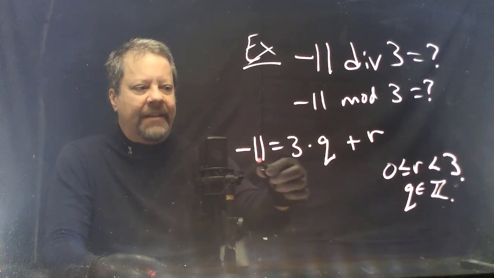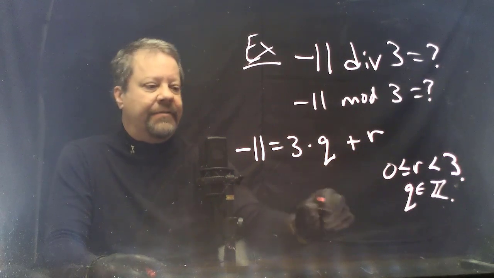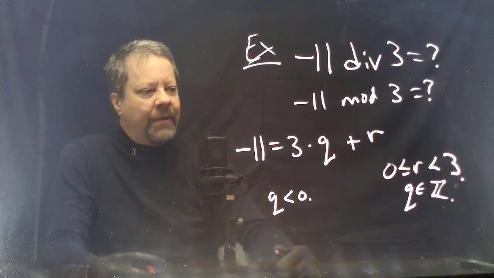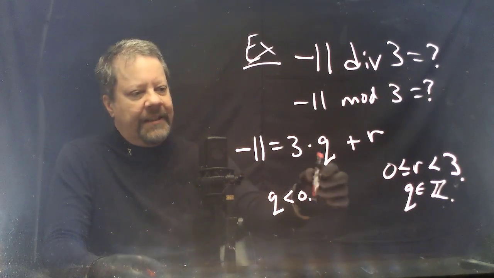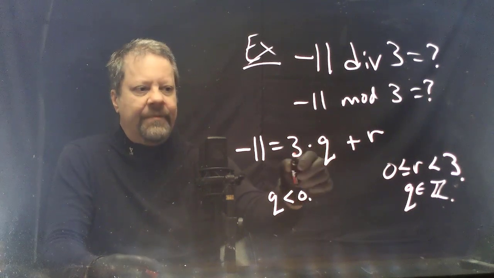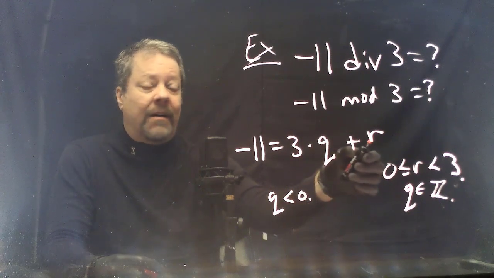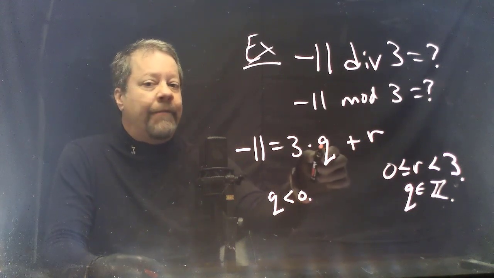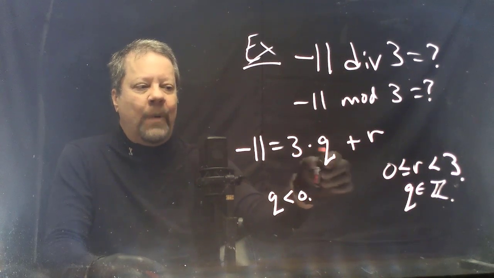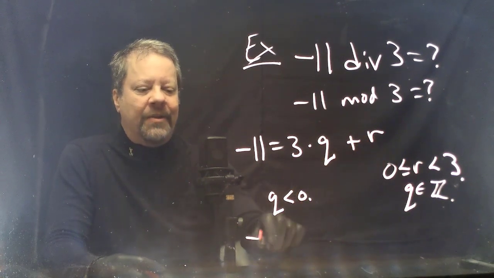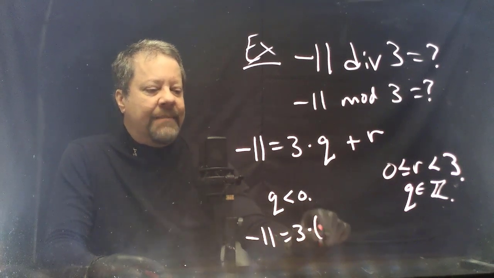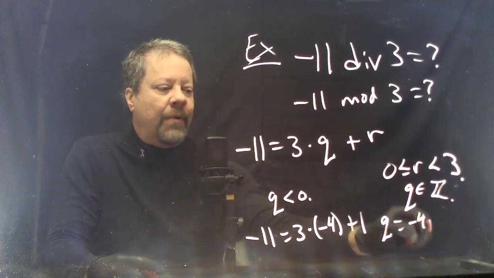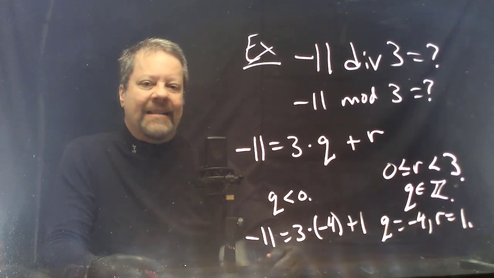To get something negative, where r is positive, q has to be negative in this process. But what negative number will work? If you use something like negative 3, 3 times negative 3 will be negative 9, but then r would have to be negative, and that's not allowed. So if q is equal to negative 4, 3 times negative 4 is negative 12, you'll add plus 1. So negative 11 is 3 times negative 4 plus 1. So q, the quotient, is negative 4, and r, the remainder, is positive 1.